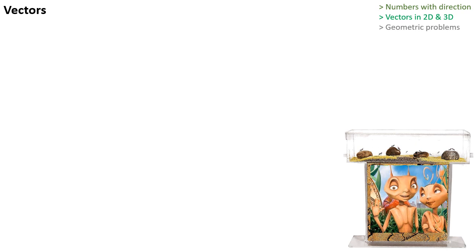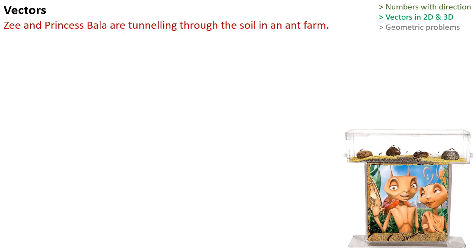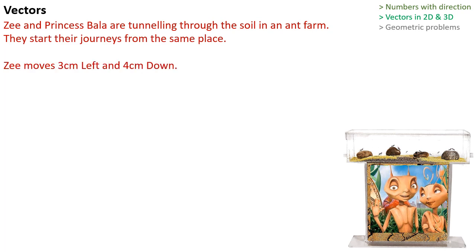With this scenario, we're going to work through a few questions because this is more naturally what you would likely see in a textbook or an online course about vectors. We're thinking of them spatially. So imagine you've got a couple of ants tunneling through the soil in an ant farm, and we're going to start with the two-dimensional case. They start their journeys from the same place.